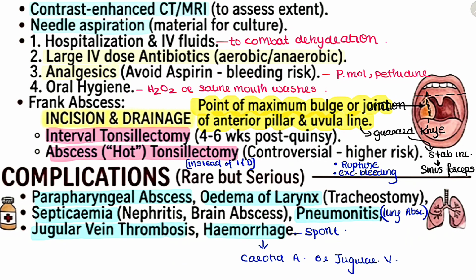Then, some people prefer doing abscess or hot tonsillectomy instead of I and D, but this is controversial as during the abscess episode, if we do tonsillectomy, it can lead to higher risk of rupture and excessive bleeding.